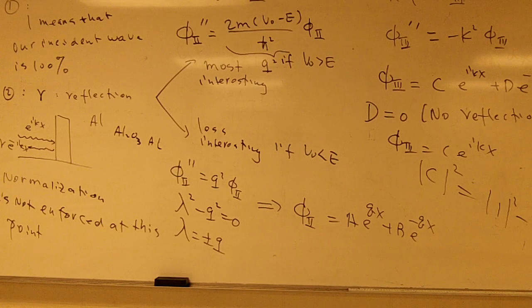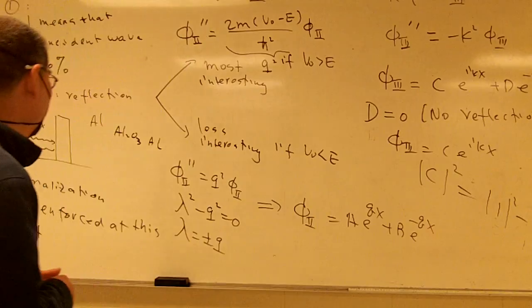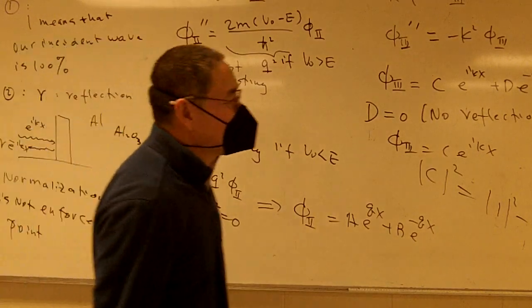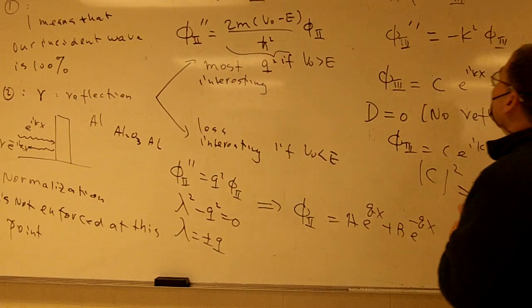Look at the notes. What does the wave function look like in region number 1? You can look at the board, you don't need to look at the notes. Region number 1, what does it look like? That was the one with R in it. Exactly, the one with the equation with R in it, and that's the incident one.